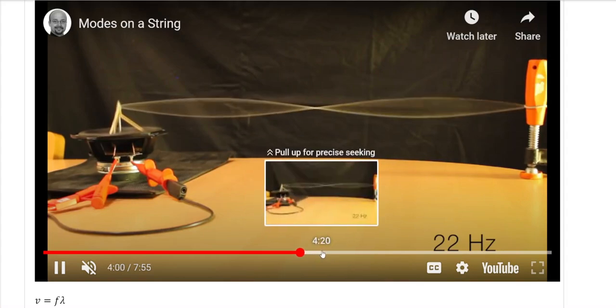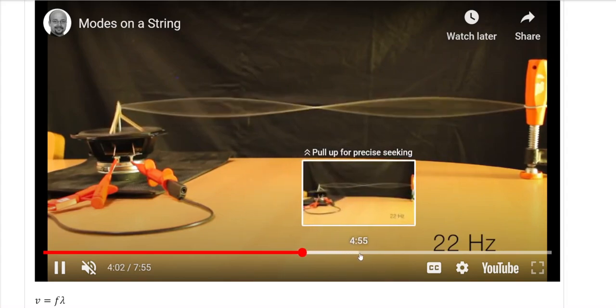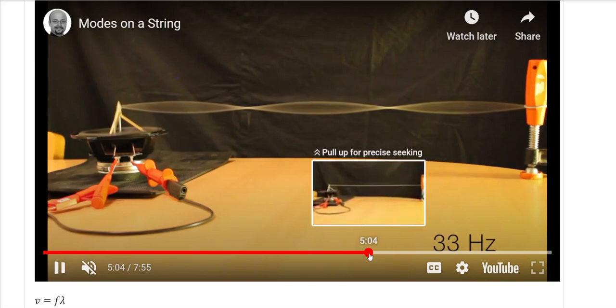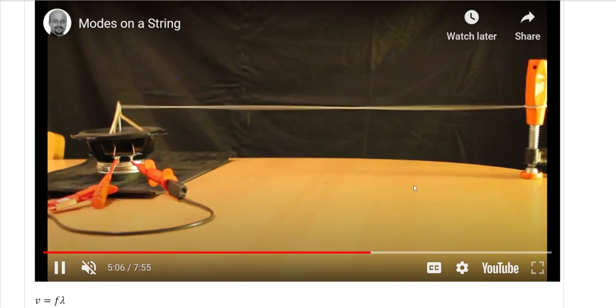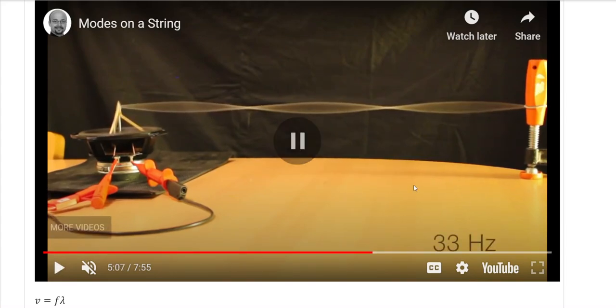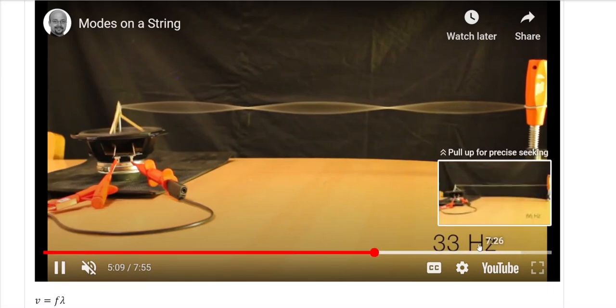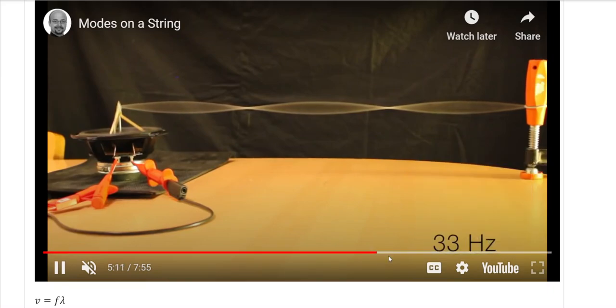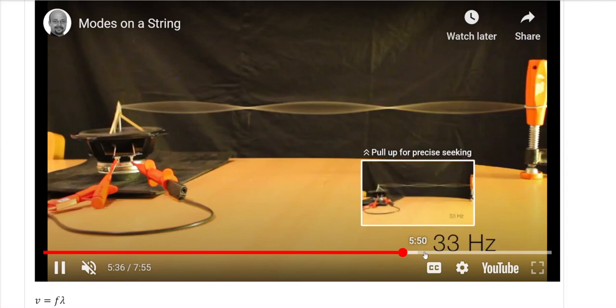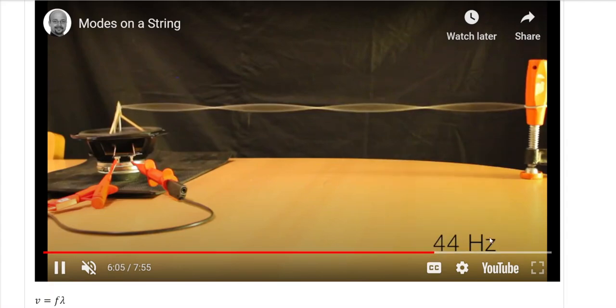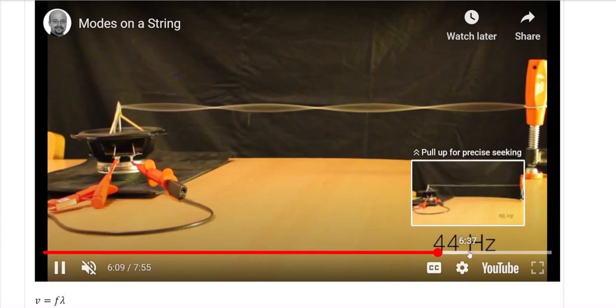Now I don't know if he's able to continue this. I haven't even checked further. Oh yeah, there you go. At 33 hertz, boom. Now it's 3 times the frequency, or sorry, a third of the wavelength. Okay, and 44, and I don't know if you can do 55, but if you can.